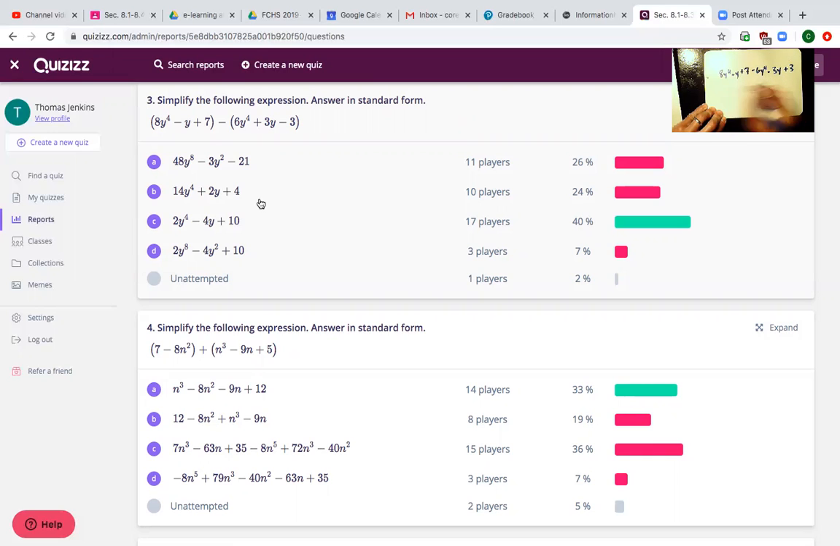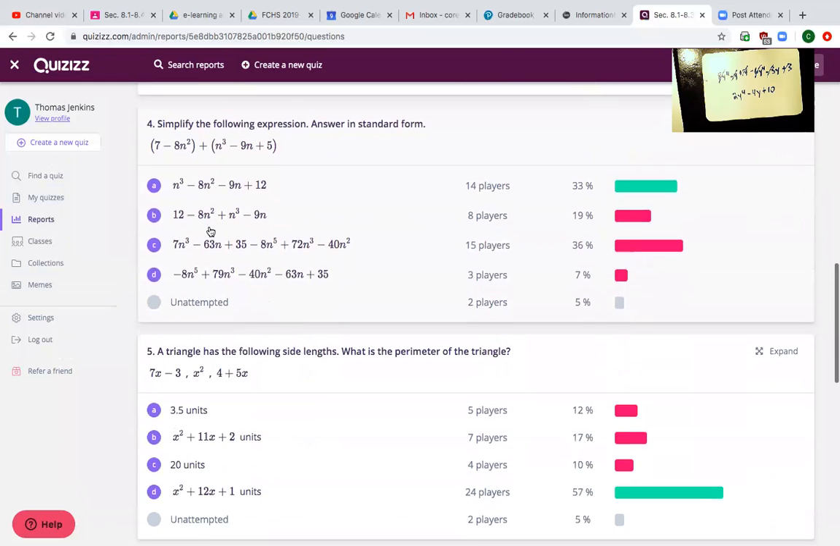So 8 minus 6 gives me 2y to the 4th. We have negative 1 plus negative 3, that's minus 4y. And then 7 plus 3 is plus 10. And we can see that that matches with choice C.